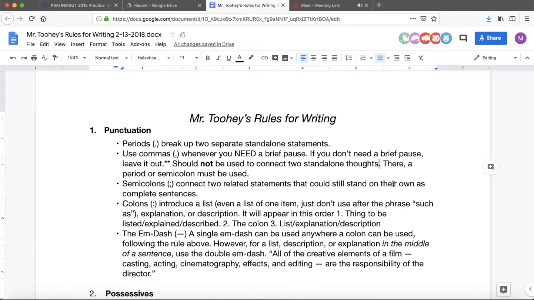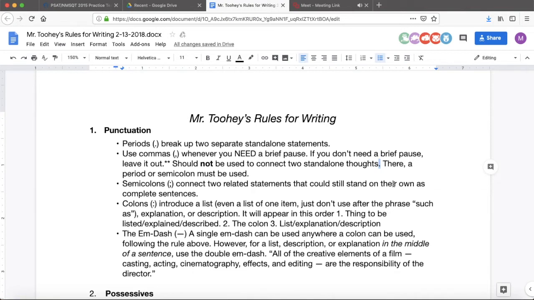So basically, the easiest way to test them is to make sure that you've got two standalone thoughts being separated by the semicolon. And if they're not standalone thoughts, you can't use a semicolon there. Now, why would you use a semicolon instead of a period? Sometimes an author wants to highlight the relationship between two standalone thoughts, so you separate them only with a semicolon, not with a period, but it still has to be standalone thoughts. Any questions about that?